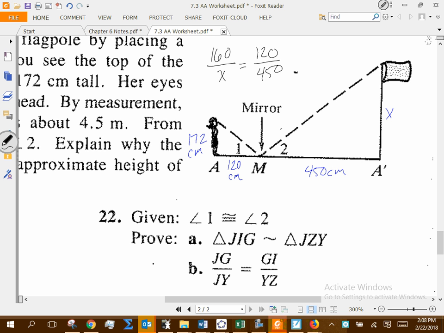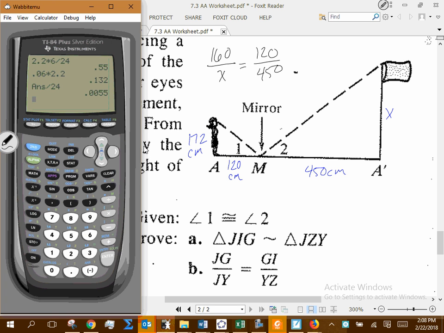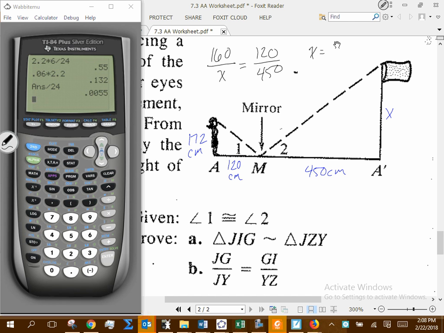Sometimes the question will, sometimes the question won't, so you always have to pay attention. Are they telling me something extra here about where her eyes are located to allow you to adjust? And when you cross multiply here, you get 600 as X. If you evaluate this, you'd get 160 times 450 divided by 120. You can cancel zeros there if you want to, but multiply that, you get 600 centimeters, right?